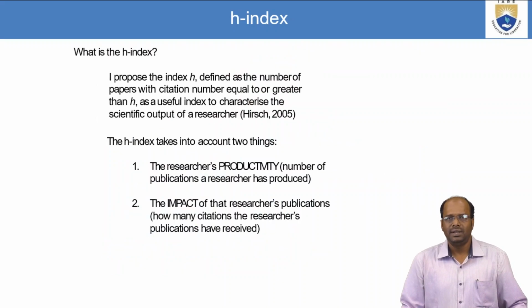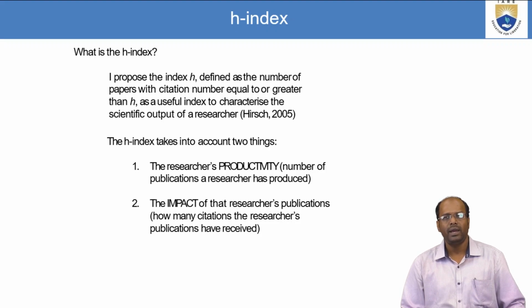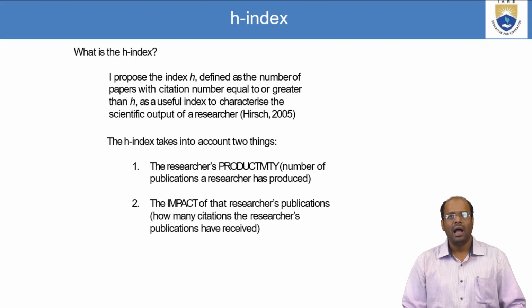So what is the H index? I propose the H index is defined as the number of papers with a citation number equal to or greater than H. How we can calculate this H index, I will show in later slides.